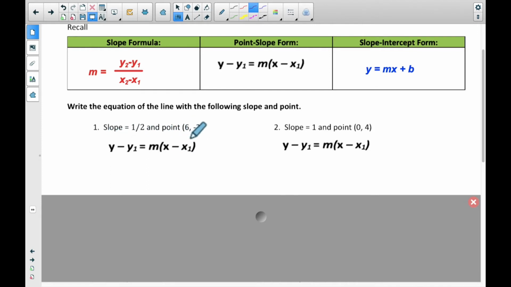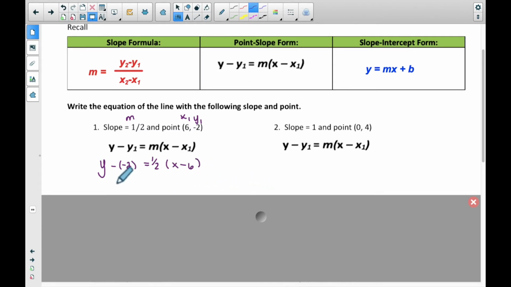So when we have the slope and a point, remember that the letter we use for slope is m, and then this is a point, and we call this point x1, y1. And so when we plug in the numbers, this first y we leave as a regular old y. The next one, though, is we plug in that -2. And then the slope is 1/2, so we're going to plug in the 1/2 here. And then we're going to say x minus x sub 1, which is 6. And then you have the equation of your line.